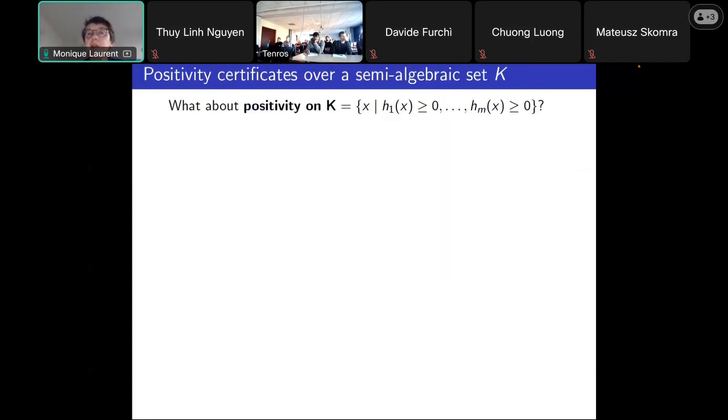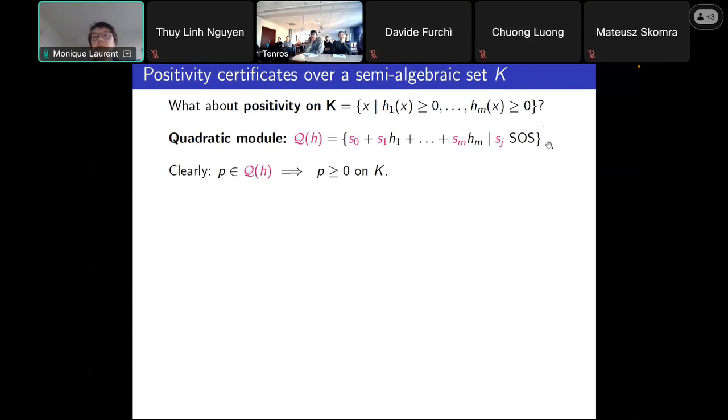But what we are also interested in is deciding non-negativity or positivity over a semi-algebraic set K, which is defined by polynomial inequalities. And if you remember, at the beginning we said that what we can do is look at the decomposition of P as a conic combination of the constraints with sum of squares multipliers. So let's give a name to this set. This is the quadratic module Q of H generated by H1 to Hm. It's the set of all polynomials which have this form. And clearly, if a polynomial is in the quadratic module, it is non-negative on the set K.